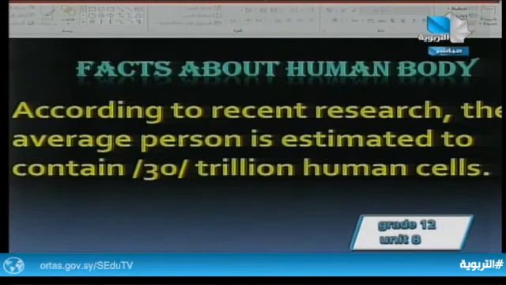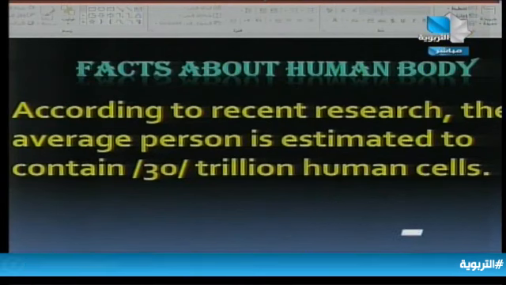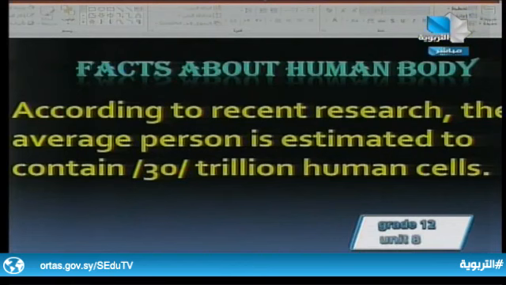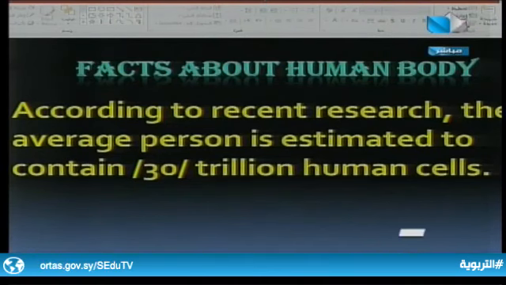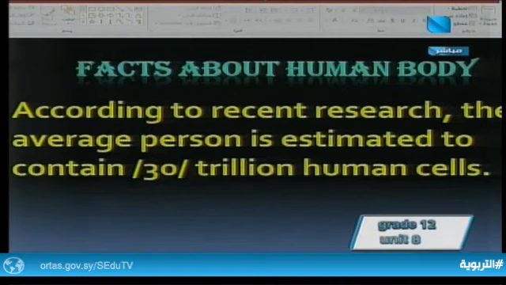Well, up till now, maybe scientists don't know exactly how many, but they estimated that an average person has about 30 trillion human cells. Oh my God, 30 trillion. Not millions, trillions. So, dear students, a trillion is 1,000 billion. So there is a very big number of human cells in the human body. Thank you very much.